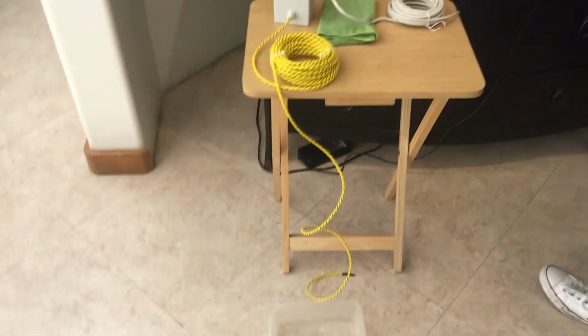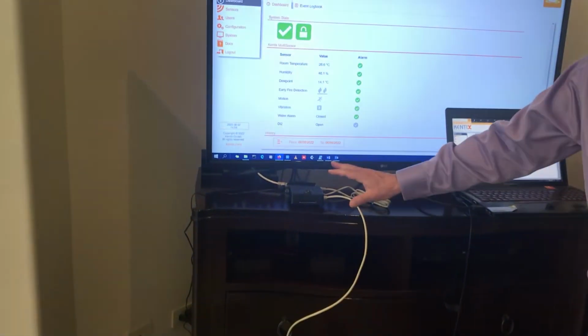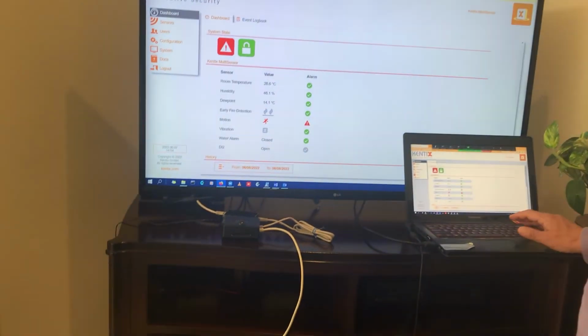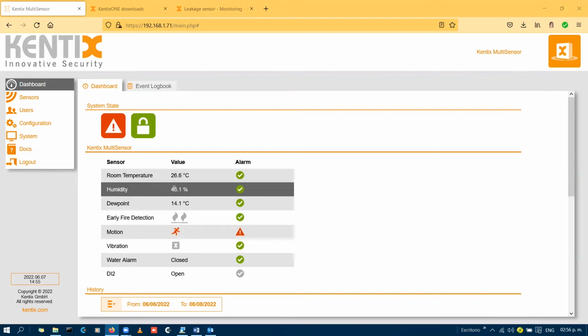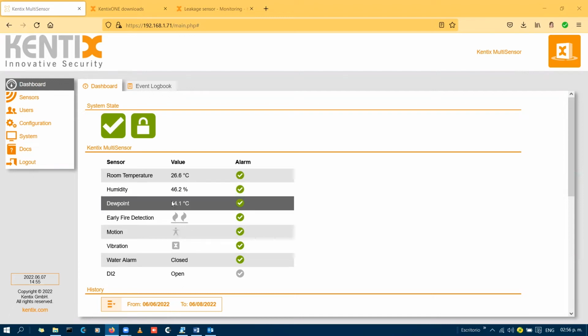So the first thing that we are going to see is what the multisensor is able to detect. It is able to detect room temperature. We can configure it on centigrades or Fahrenheit, and we have it here on centigrades. Right now the threshold is 30 degrees centigrade. Then the humidity: we can measure the humidity in the telecommunication room. The threshold right now we have at 50%. Right now it's 46.2. The dew point is 14.1.